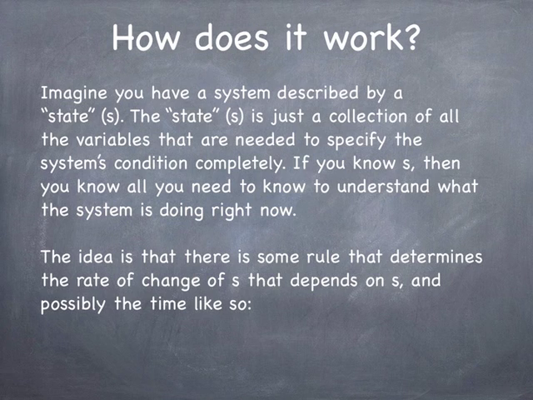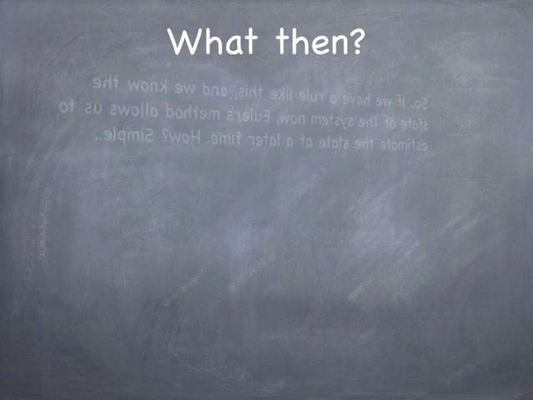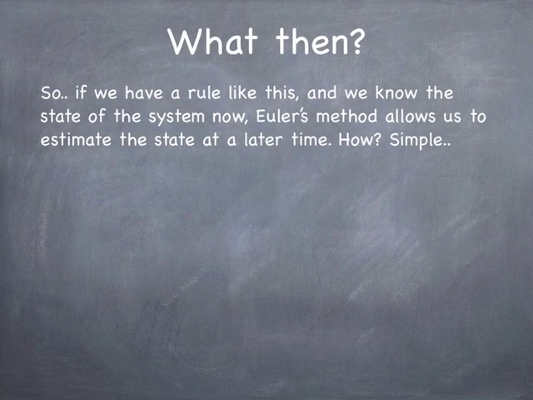The concept is that you have some rule that allows you to predict what's going to happen next. And so that rule you express like this, and it basically says the rate of change of S is equal to some function that depends on S and time. So that's the idea. So if we have a rule like this, and we know the state of the system now, basically, Euler's method is a way of using that information to predict what's going to happen later.